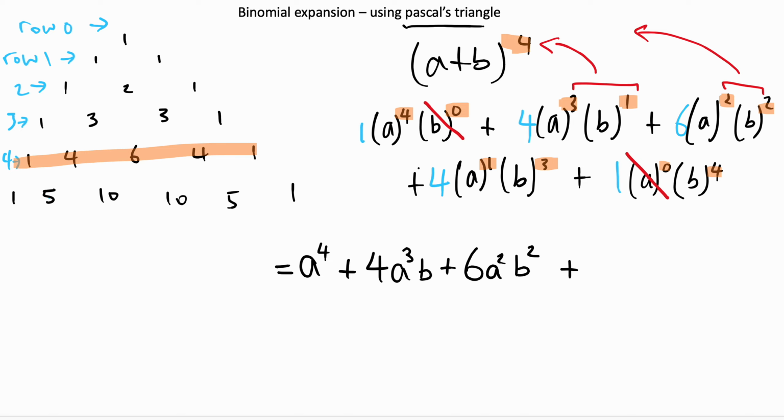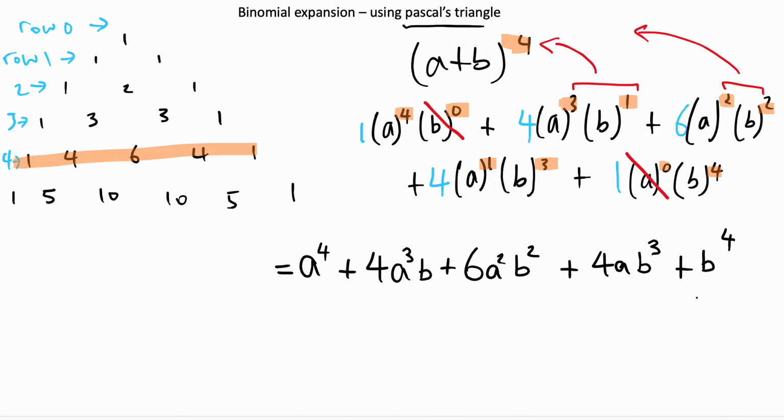And then our next one, 4 times a squared, this one's to the power of 1, by the way, so it's going to stay the same, 4ab cubed. And lastly, this one was simplified, we don't need it, so it just becomes 1 times b to the power of 4. That's just going to become b to the power of 4.